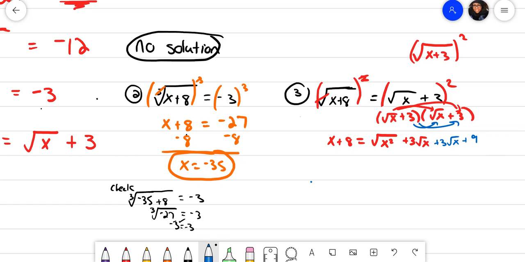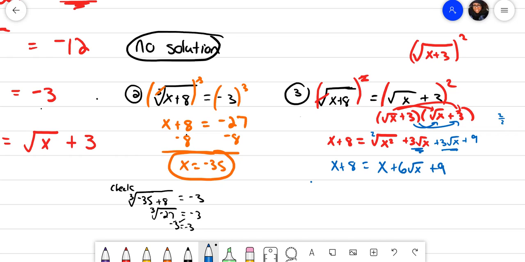We would then come back and combine like terms. So we'd have x plus 8 equals the square root of x squared. Remember, this is a square root, so we divide exponents, so that's just going to be x to the 1. So first, these two like terms come together. We'll get a plus 6x, 6 root x, and then the 9.